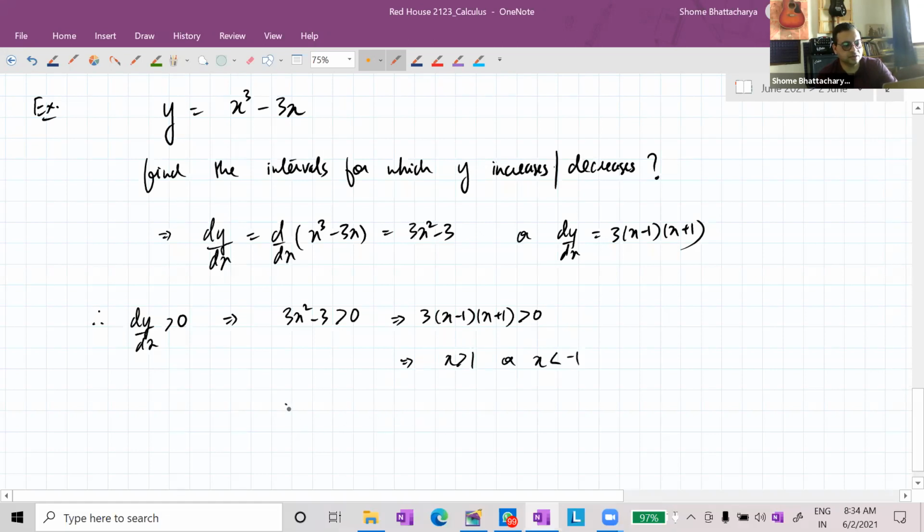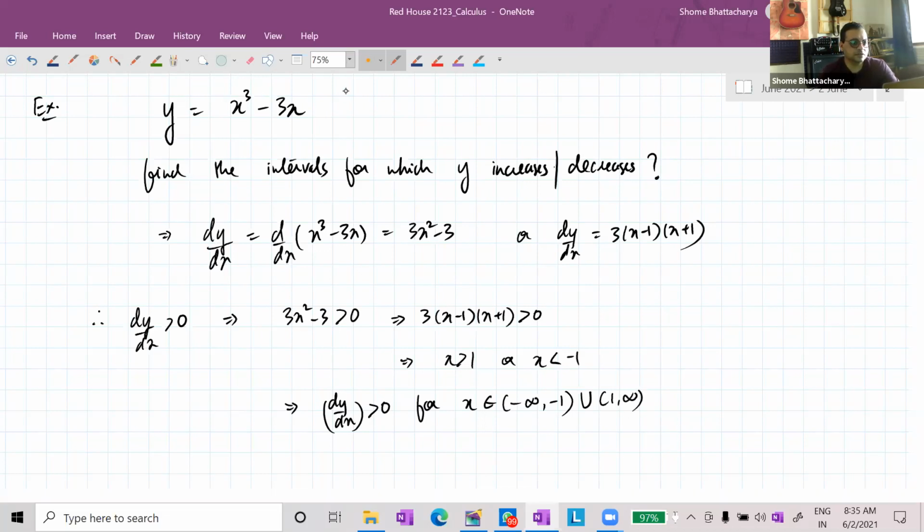So we'll say that dy by dx is greater than 0 for x belonging to the interval less than -1, that is minus infinity to -1, union with the interval greater than 1. So that is 1 to infinity.